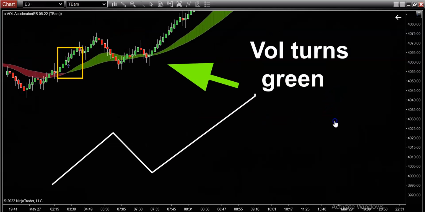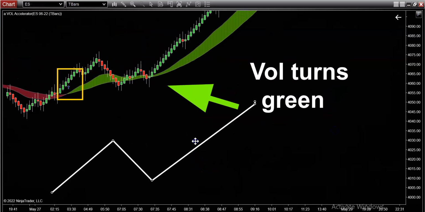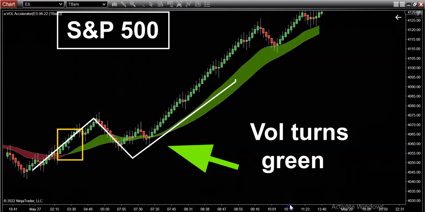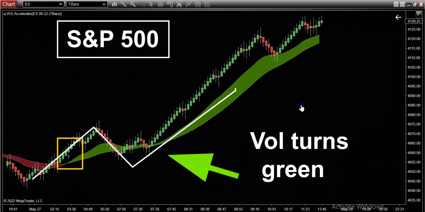So let me go back. In fact, let me just do a superimpose here for you. Right? Isn't that interesting, ladies and gentlemen? How a retracement pattern printed exactly per the definition.